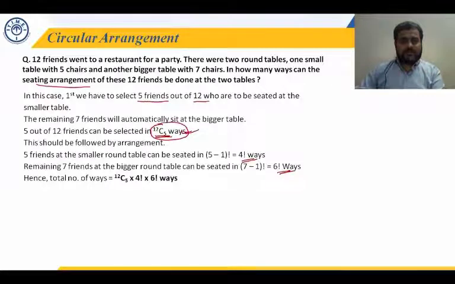First we selected, then we arranged 5 people, and then we arranged 7 people. So 12C5 into 4 factorial into 6 factorial. So these many ways will be there. Fine. I hope it is clear.